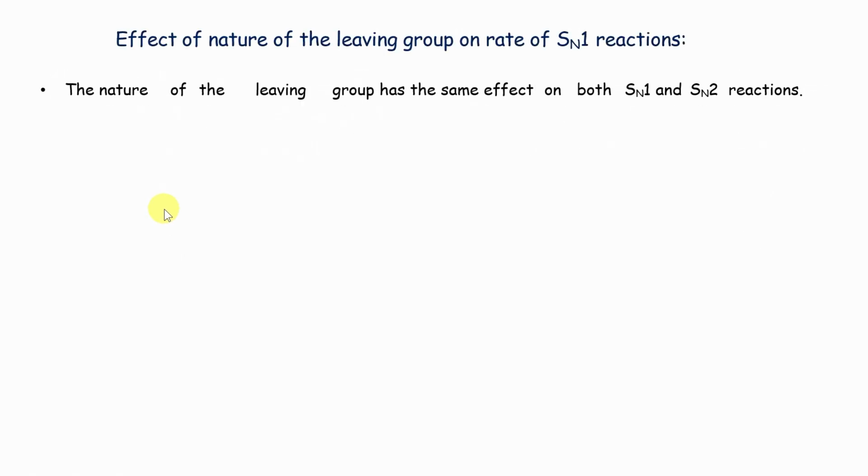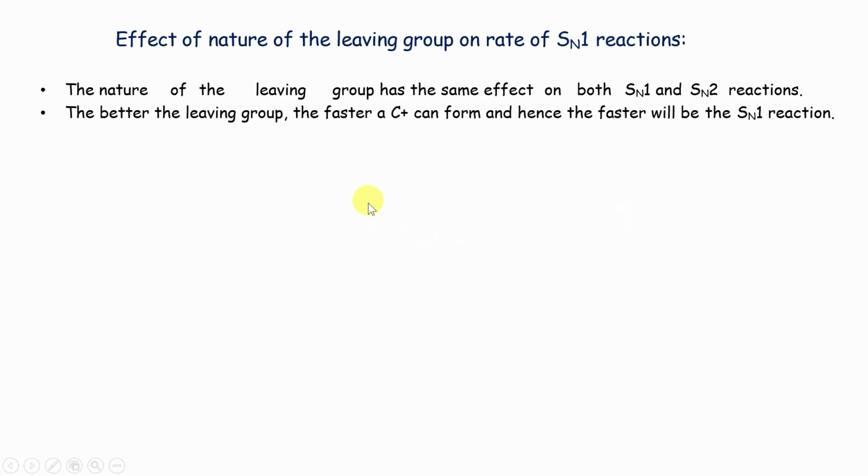Then we can discuss the effect of nature of the leaving group on the rate of SN1 reaction. The nature of leaving group has the same effect on both the SN1 and SN2 reaction. The better the leaving group, the faster a carbocation can form, and hence faster will be the SN1 reaction.